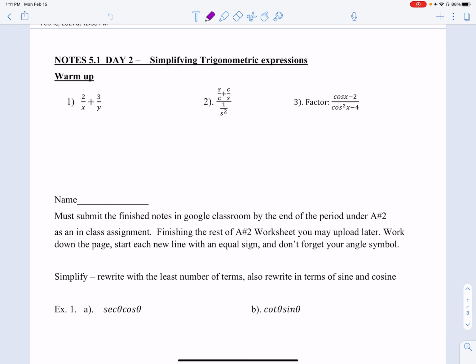Pre-calculus 5.1 day 2 for students who were absent.